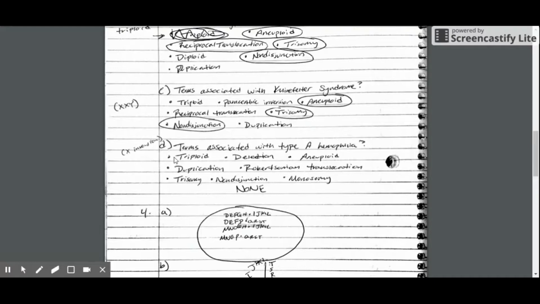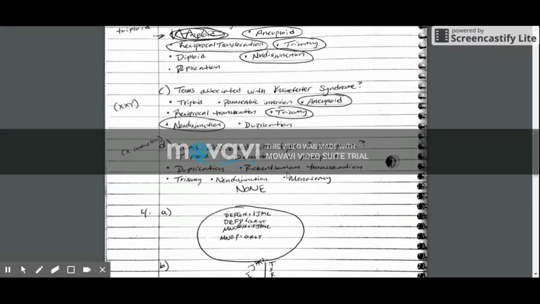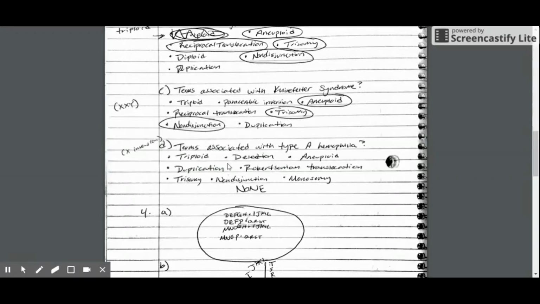Terms associated with type A hemophilia, none of these terms are going to be associated because the disease is caused by an inversion on the X chromosome. None of these are related to non-disjunction, monosomy, none of that. And that's all I've got for today.